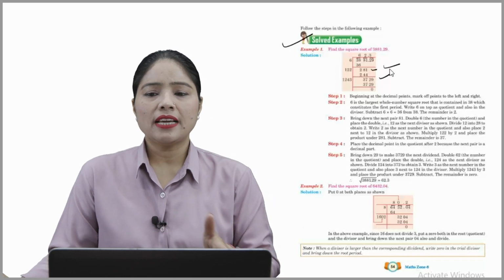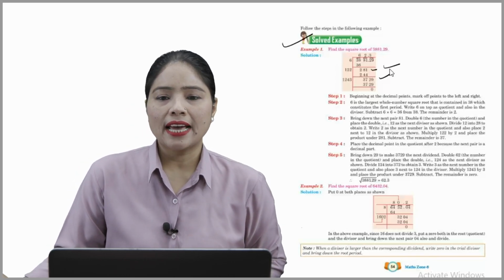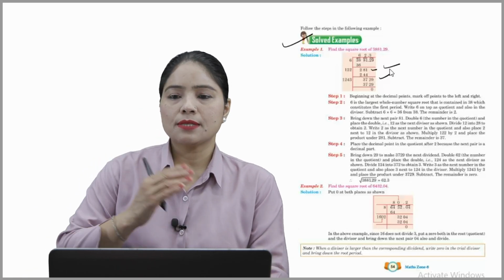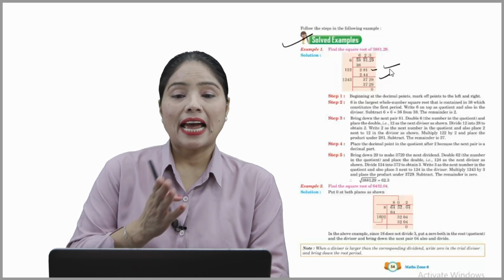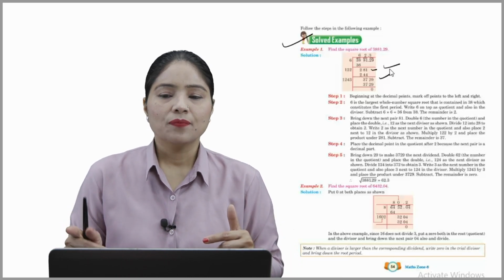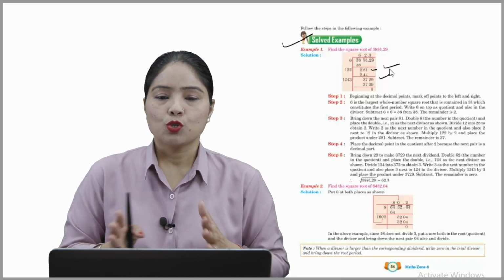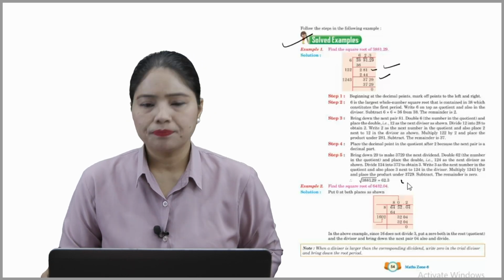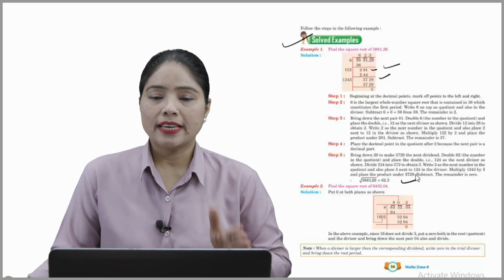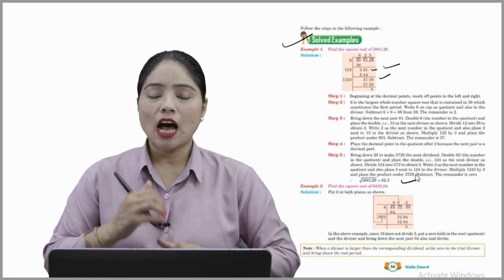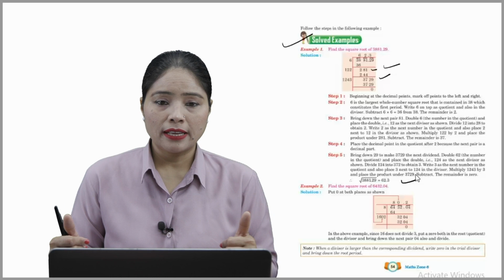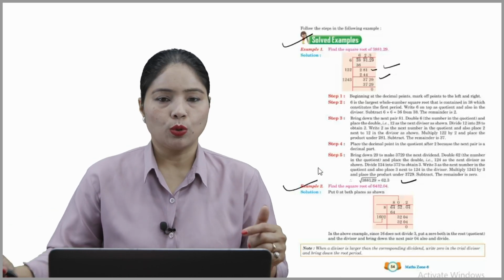Now write 3 as the next number in the quotient and also place 3 next to 124 in the divisor. After that, multiply 1243 by 3 and place the product under 3729. Now subtract, the remainder is 0. So that is why we can say that the square root of 3881.29 is equal to, yes, 62.3. So this is how we just do the step number 1, 2, 3 and solve it. Hope you understood well. So now just see the example number 2 also.